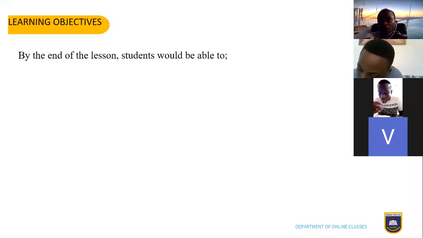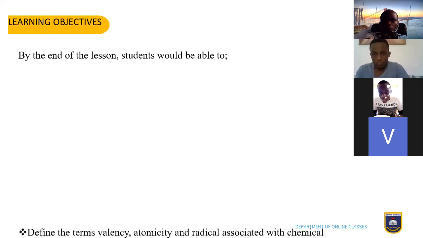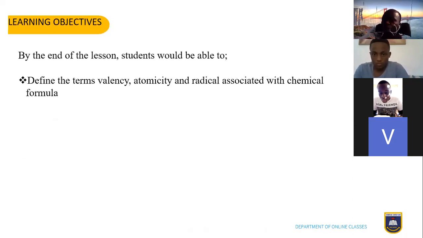So what are the learning objectives? By the end of this lesson, students will be able to, you should be able to, one, define the terms valency, atomicity, and radical that are associated with chemical formula. I said from the beginning, the topic is about how to write the name of a compound. So if I give you a compound like NaCl, how do you know the name is sodium chloride? Okay, that's what we want to learn about.